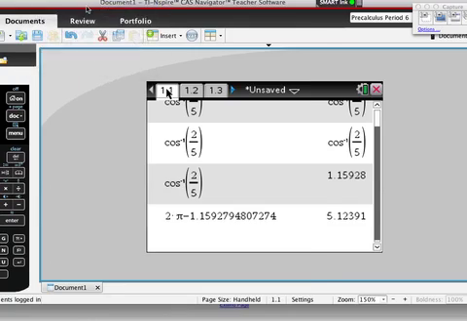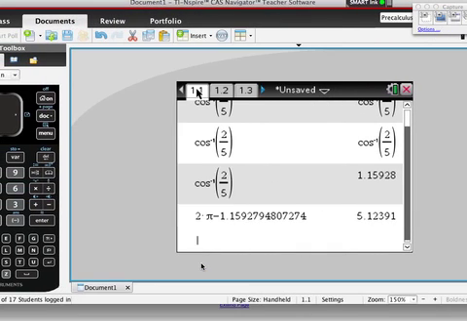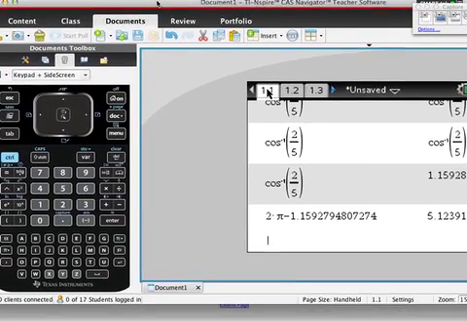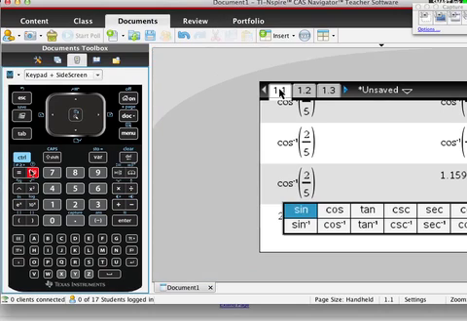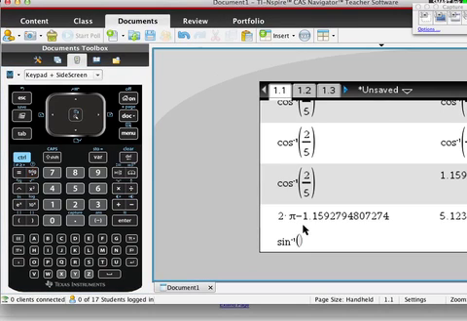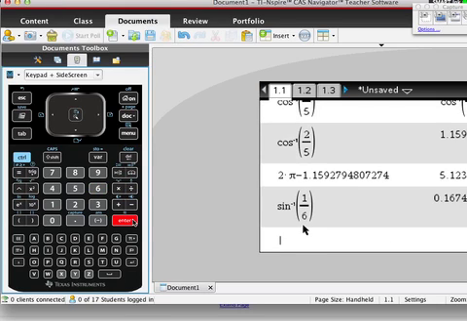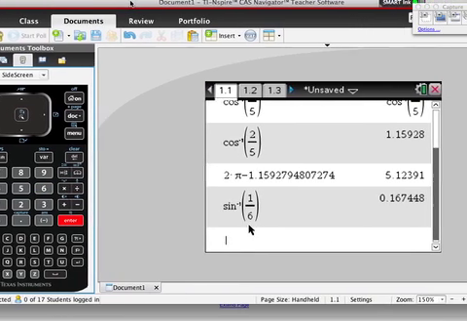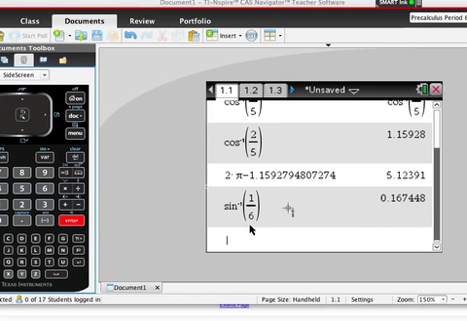So I'll go to the calculator here. Scoot this over, and on my next entry line, I'll find the inverse sine of 1/6. And you can maybe see there my value for that, 0.1674. What's going to be an important value for us?